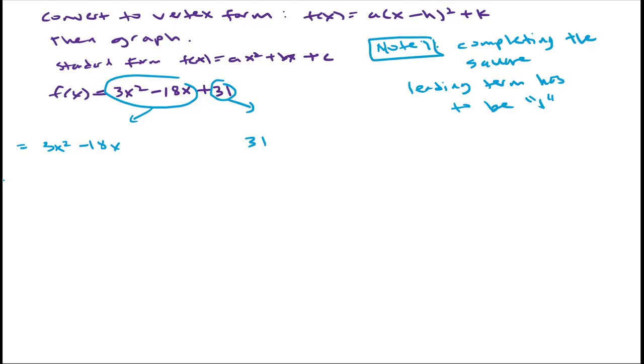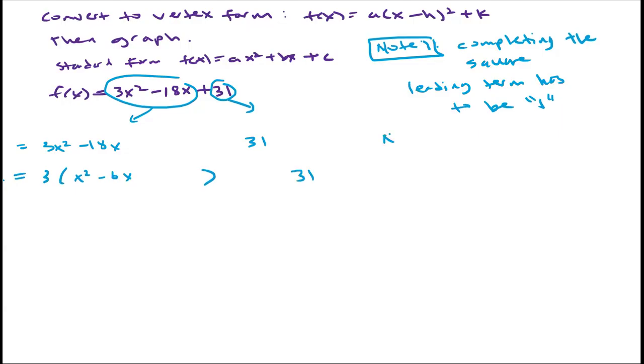Okay. So we have a 3 here. So that means that we need to factor out that 3. So we have 3, and then we have x squared. Factoring out 3 from the 18 will give us a minus 6x, then have some space, and then have 31. Okay, so that's note number 1.